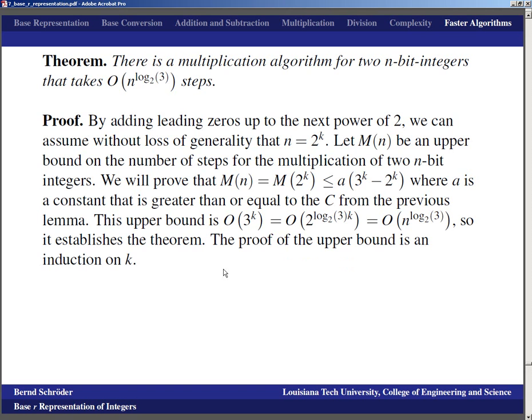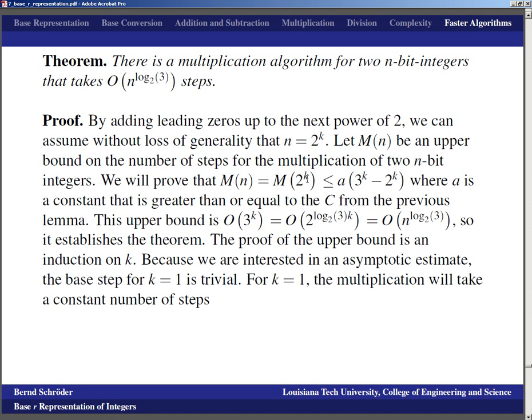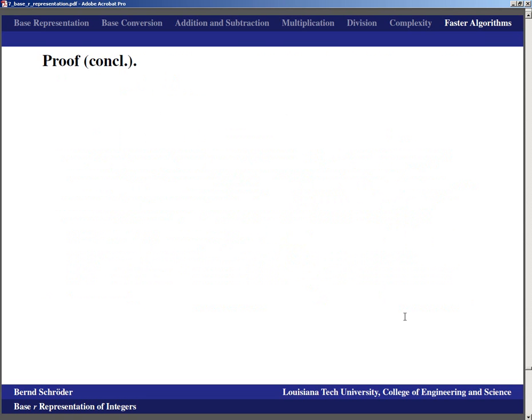So the proof of the upper bound, however, now is an induction on k, and because we're interested in the asymptotic estimate, the base step for k is actually quite trivial, because for k equals 1, we're looking at m of 2, and all we have to do is realize that the multiplication takes a constant number of steps, and so we just need to make the a large enough.